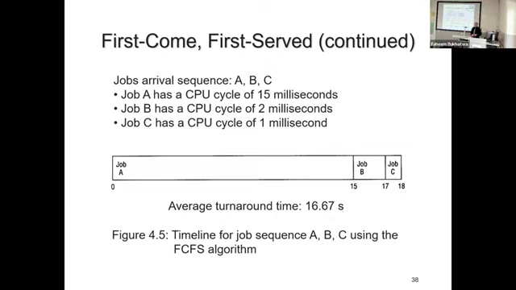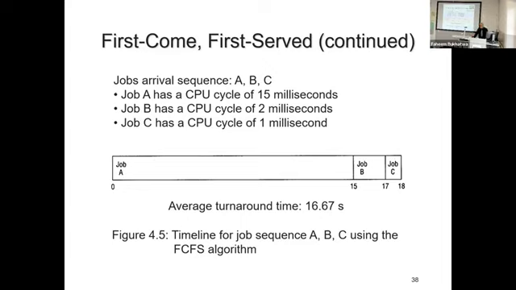So what's the average turnaround time? This is an important measurement. For A, it took 15 seconds, plus B took 17, and C 18. So 15 plus 17 plus 18, divided by 3, and we get 16.67 seconds or milliseconds or whatever the time unit. So that's how to calculate the average turnaround time using first come, first served in a non-preemptive system.